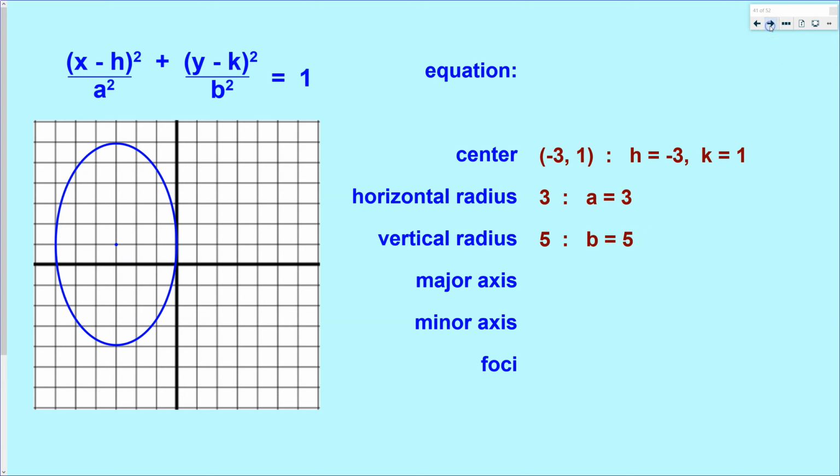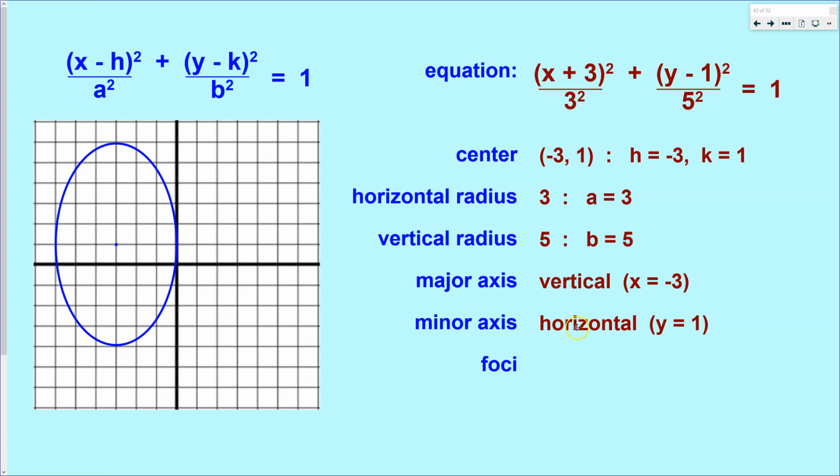So if we do that, you'll notice that we have a 3 under the x term and a 5 under the y term. I've also substituted in an h value and a k value. Notice that the signs are swapped just because of the negative sign built into the formula. If you're asked to name the major axis, that would be this one. That would be the line x equals -3. And the minor axis would be the horizontal one at y equals 1.